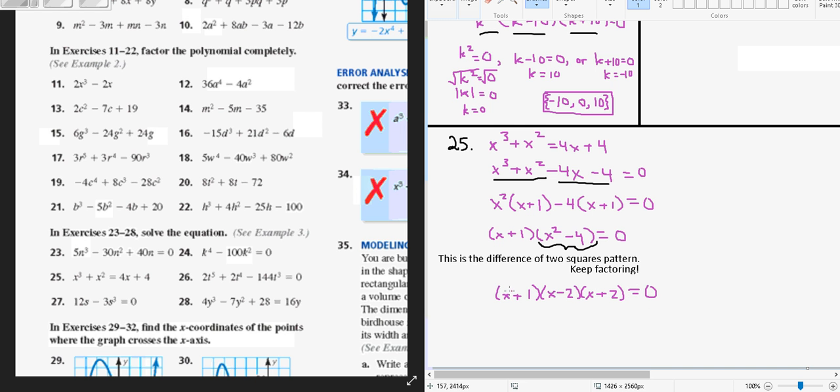So one of these three factors must equal 0. So either x plus 1 equals 0, x minus 2 equals 0, or x plus 2 must equal 0. So that's the zero product property, where one of the three factors must equal 0 if the product is 0. Solving all three, we get x equals negative 1, x equals positive 2, or x equals negative 2. Put them in set notation, least to greatest, negative 2, negative 1, and 2. There we go.